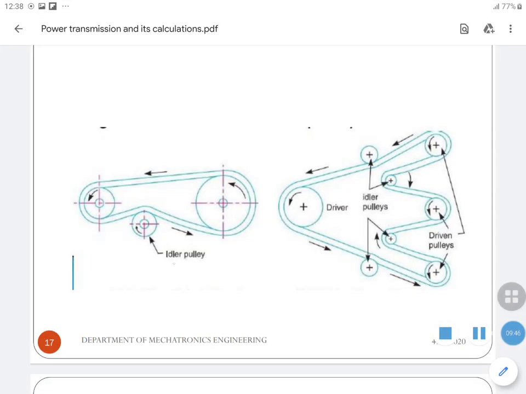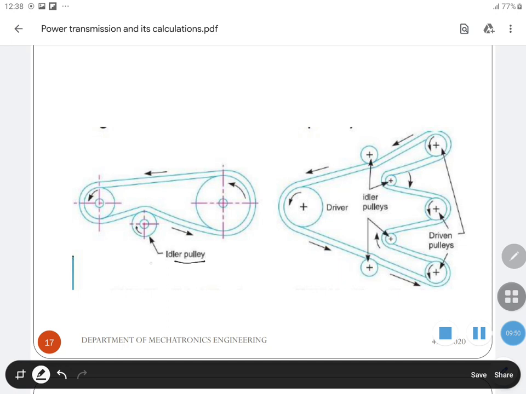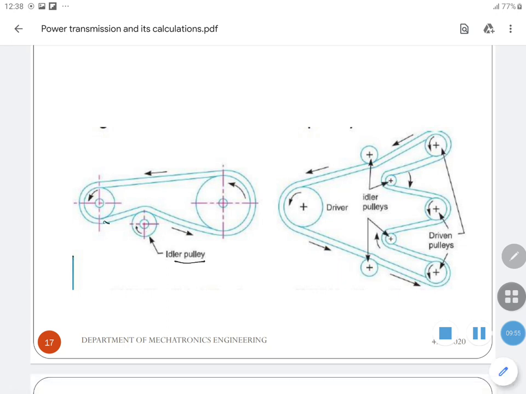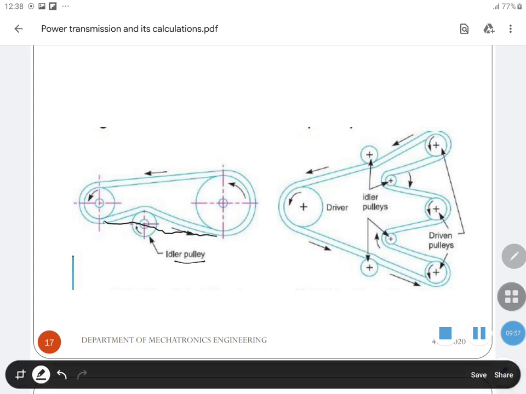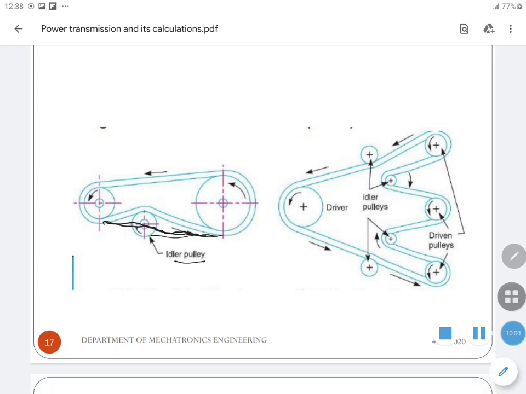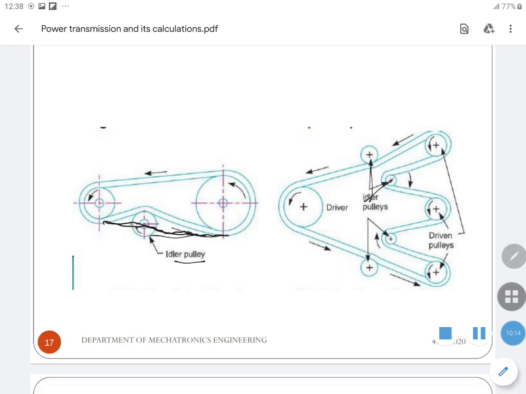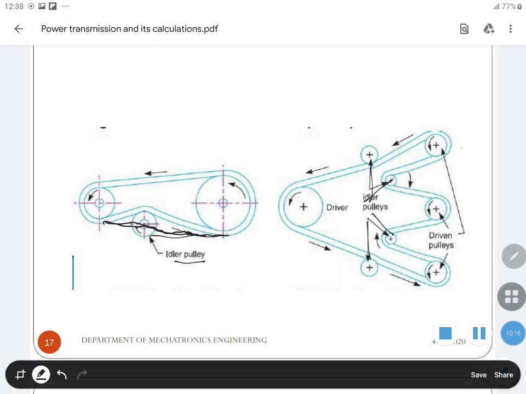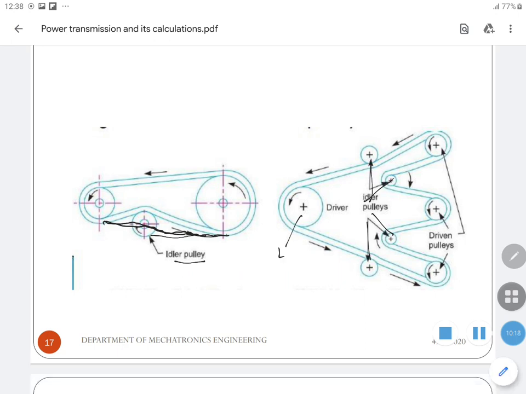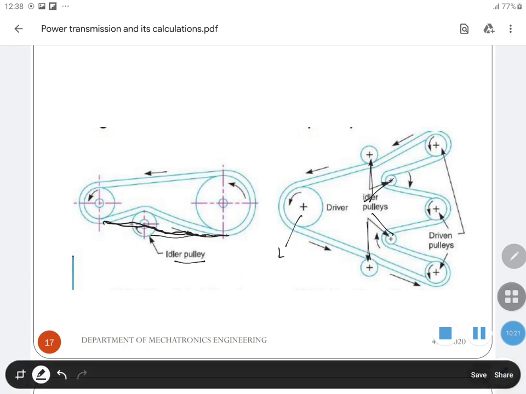This is an idler pulley. It does not transmit power, but as you can see, if the idler pulley is not there, the belt would be hanging like this. So to make the friction more and to make the angle of contact bigger, we are using idler pulleys. You can see here, these are the idler pulleys. These are driven pulleys and this is the driver.